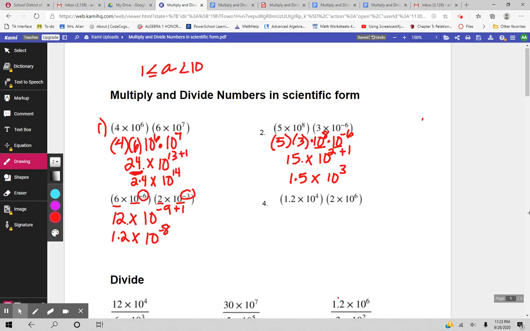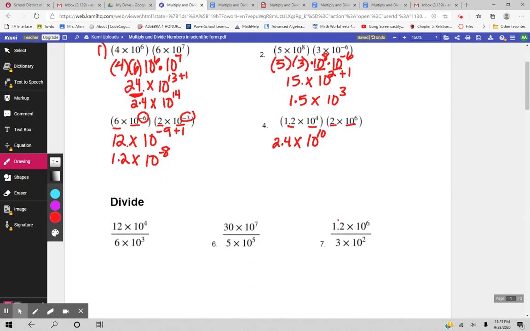All right, let's do the same thing here. I'll multiply these two numbers together, and that'll give me 2.4 times powers with this same base 10, so I'll keep 10. 4 plus 6 is 10. And this answer is already in scientific form, so I don't have to do any more work.